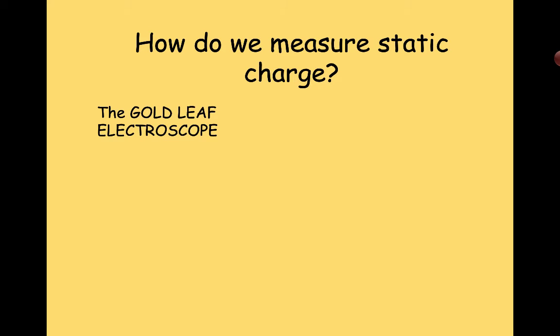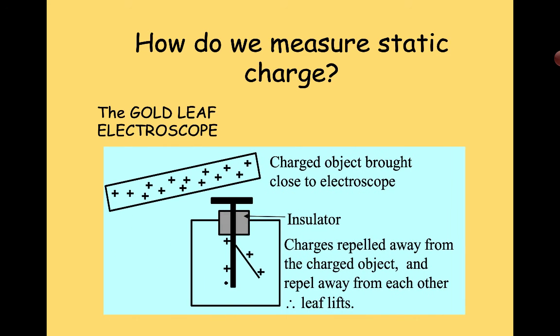What we use is something called a gold leaf electroscope. The gold leaf electroscope has in it a very, very fine gold film. Okay, gold leaf there. Now, here's our charged object. It's brought close to the electroscope. What happens is the charge passes down into the electroscope here. Now, these positive charges repel, and the bigger the positive charge, the more the leaf will repel.